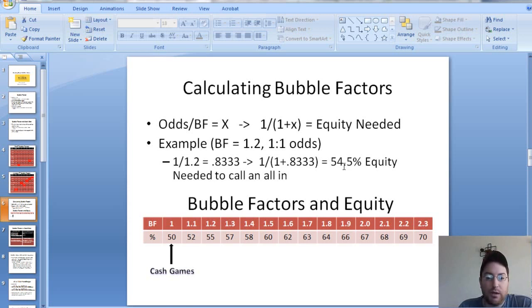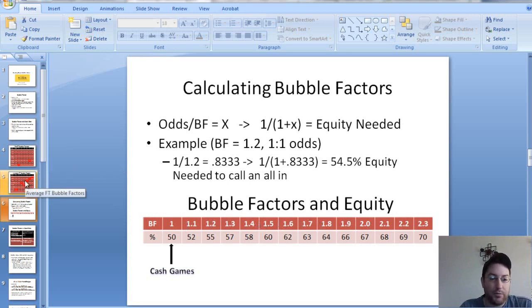Somebody just open-shoves all in, and you're trying to figure out with what range of hands. Well, based upon your opponent's range, you put that in, and you figure out what gives you about 55% equity. Okay? Hold that thought. We're going to get to an example of that in a second. But here's where we can start getting a relationship between bubble factors and equity. As I said, if your bubble factor is 1, that's a cash game. 1 to 1, 50%. A coin flip is a coin flip. Because we have prize pools and bubbles and pay jumps, our bubble factor is going to increase, and our equity needed is going to increase as well.